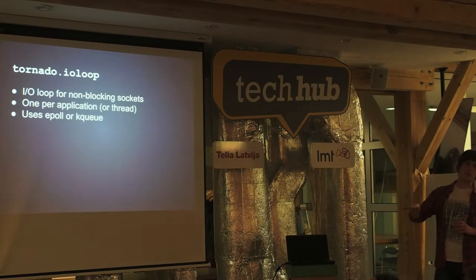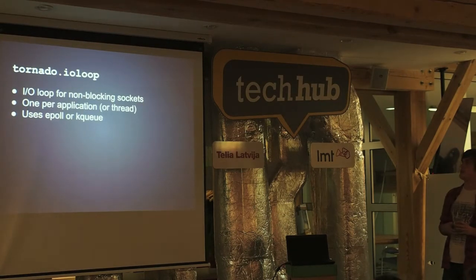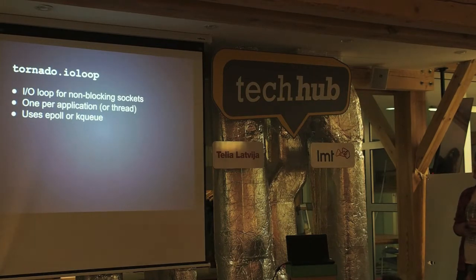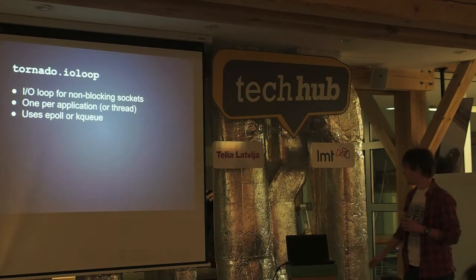On the very bottom level of this whole list is the IO loop. It's an input-output event loop for non-blocking sockets. It works with one IO loop per thread or per application, mostly per application. Under the hood, it uses epoll or kqueue, and the fallback version is select, which is the default version. So that's basically under the hood.